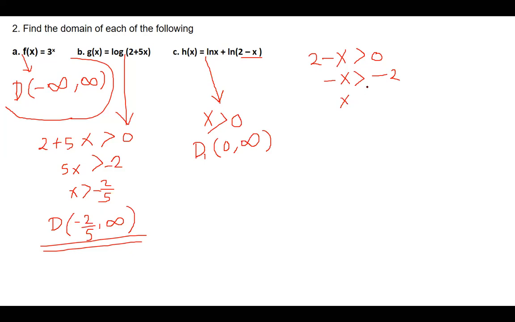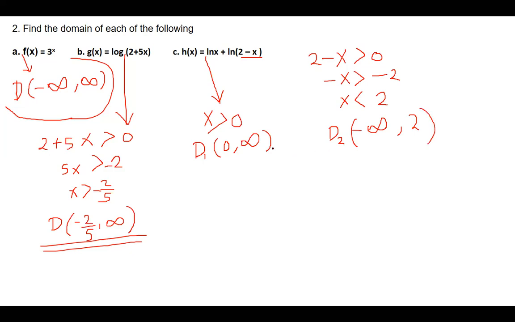Remember, when you divide by a negative, when you're dealing with inequalities, the sign changes there. So this implies that we're going to have our d2 being equal to negative infinity, because it's saying x is less than 2, negative infinity up to 2.